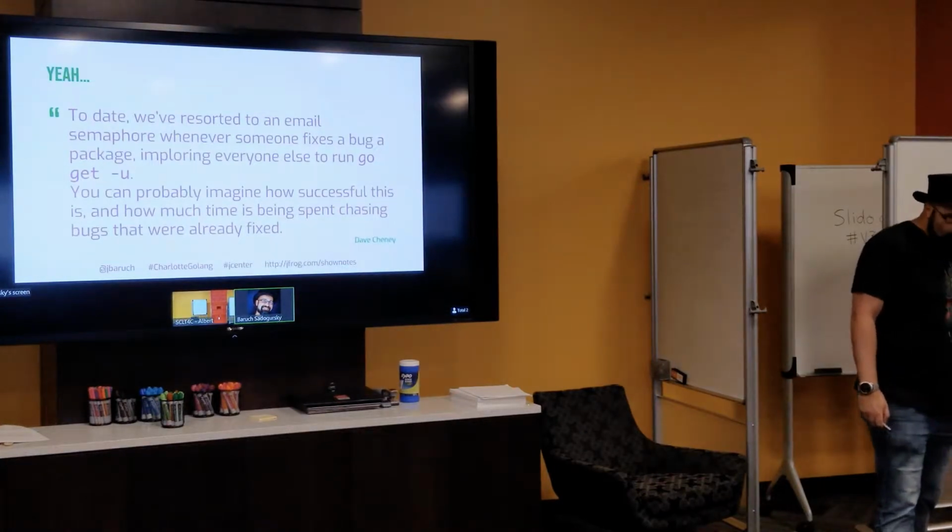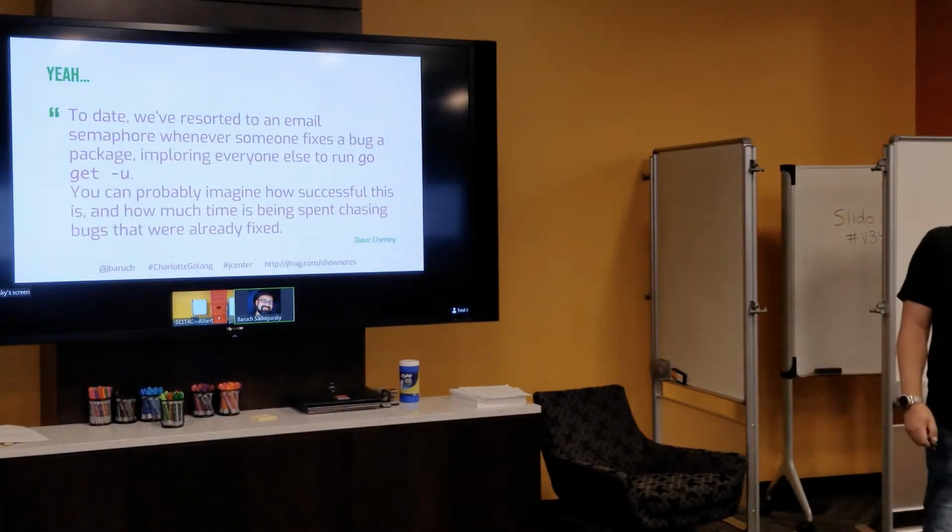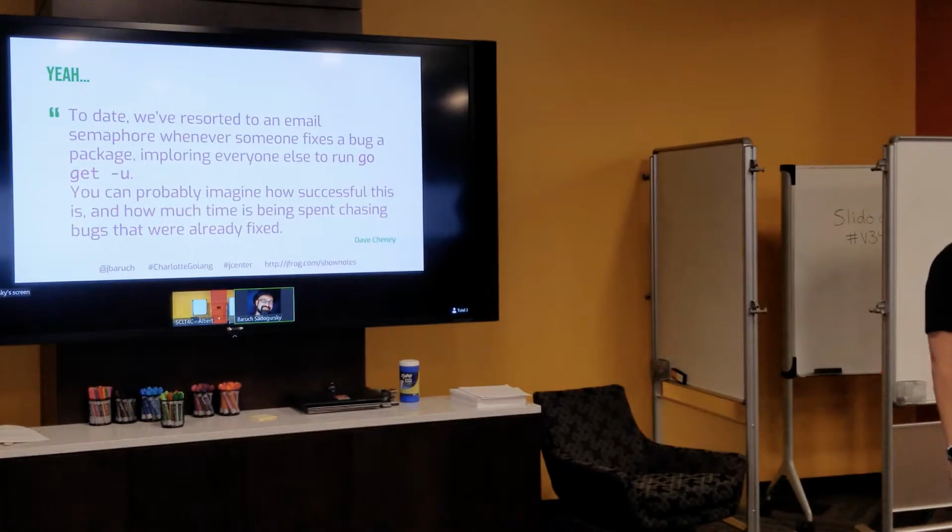Dave Cheney, he's a big name in the open source Go ecosystem. He wrote a lot of great tools, and this is his testimonial back in the day when he had to use go-dep, like in a normal way of dumping all the dependencies in the source tree, right? They resorted to an email semaphore to alert people not to touch something. And you obviously can guess how well that worked, right?